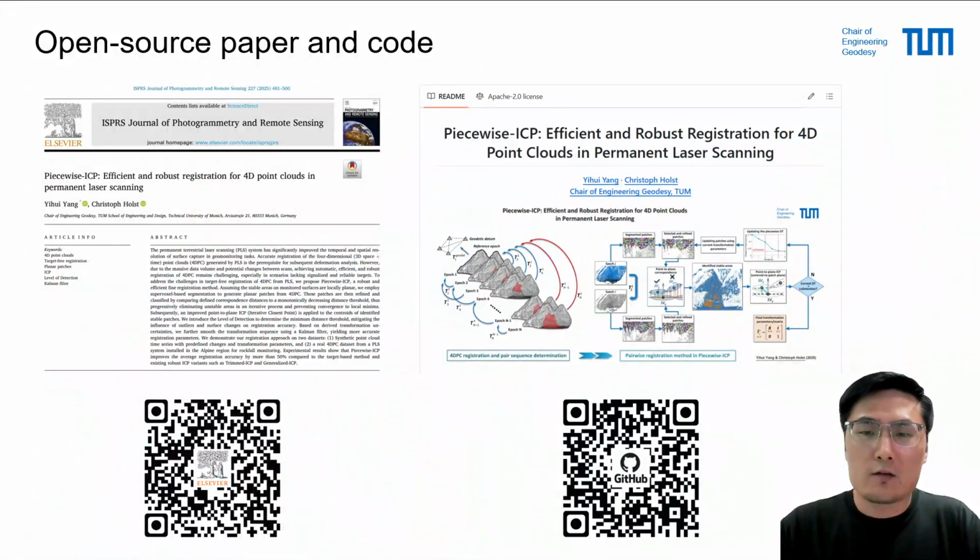For more details about our work, please read our paper published in the ISPRS journal, and also our code and some of the data are open sourced on GitHub.